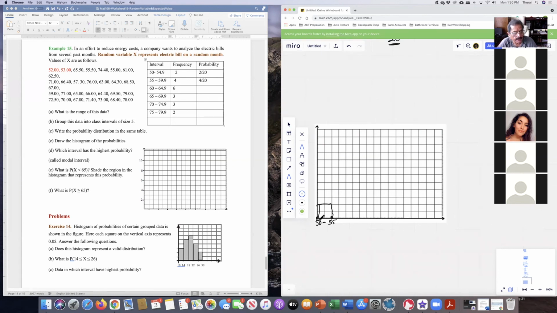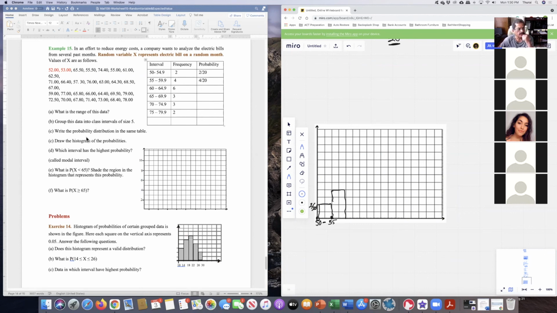And then if I want a frequency on the y-axis, I can put the frequency. Or if they ask for probability, you put the probabilities. It doesn't matter. The histogram will be the same. And then 55 to 60, 4 over 20. So you have another bar. And so keep going, and you'll have the entire histogram. Now, everything else is just like before.